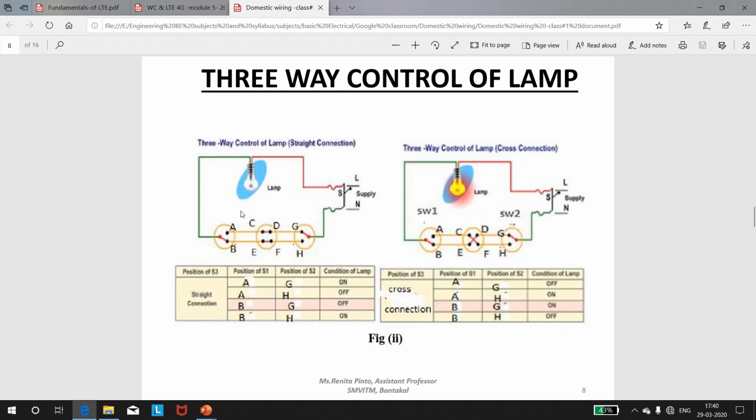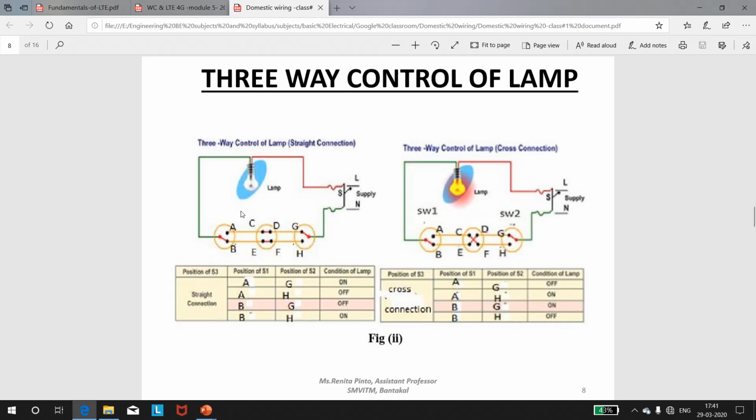So first, let me take that switch S1 is connected to position A and switch S2 is connected to position G. So what happens then? Will the circuit be complete? Will the lamp be on or off? So when the switch S1 is connected to position A and switch S2 is connected to position G, in this case the whole circuit will be complete and the condition of the lamp will be on.